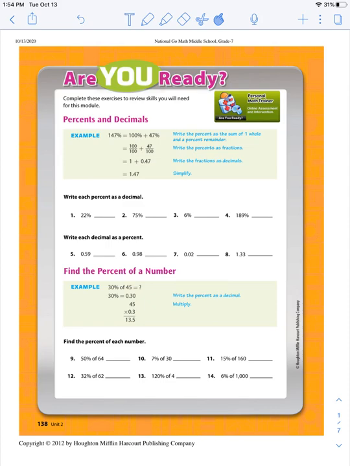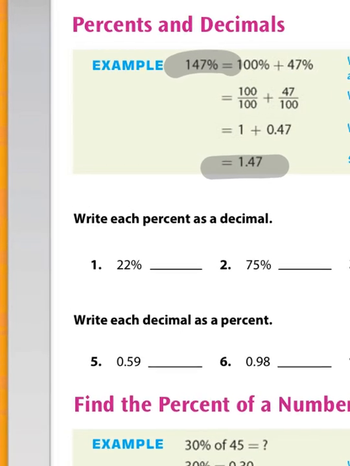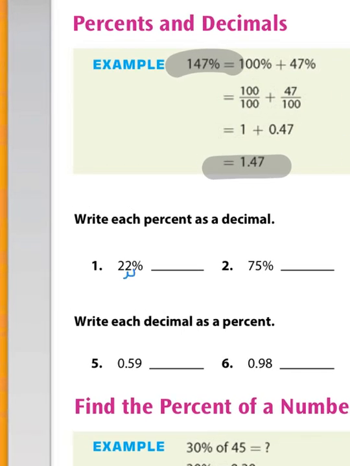When we have a percent, it's out of 100, so we can divide that number by 100 or move the decimal 2 places to the left. For example, 147% is the same thing as 1.47. All right, so if we were to write 22% as a decimal, move the decimal 2 spaces to the left, and we have 0.22.